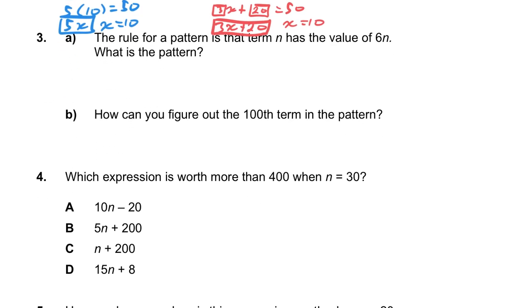Let's look at the next question. It says, the rule for a pattern is that term n has the value of 6n. What is the pattern? Now solving this takes us right back almost to the beginning of the year, where we did a whole bunch of patterns, and you might remember us making a bunch of these types of T patterns where this was the term number on the left, and it was also often called n, and the term value was in the column on the right. And this was, in this case, the term value here is going to be 6n.